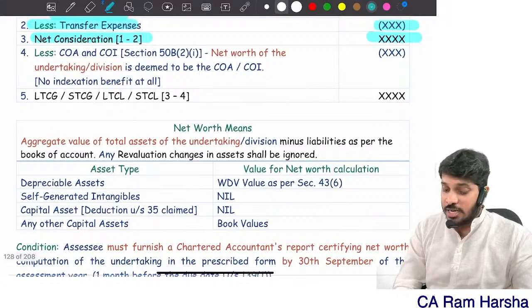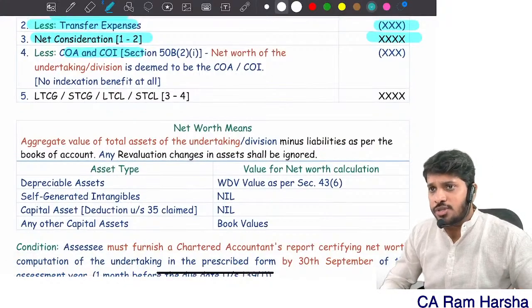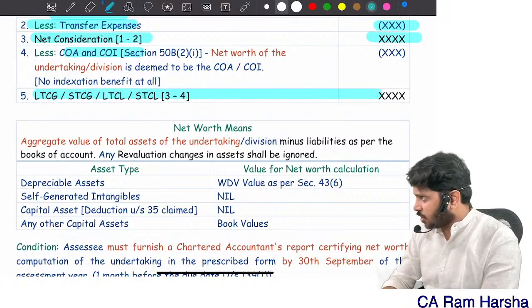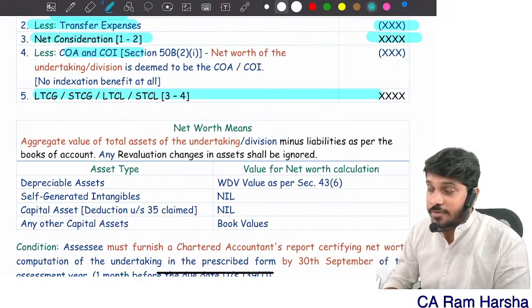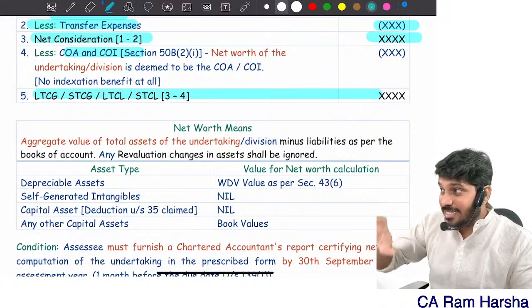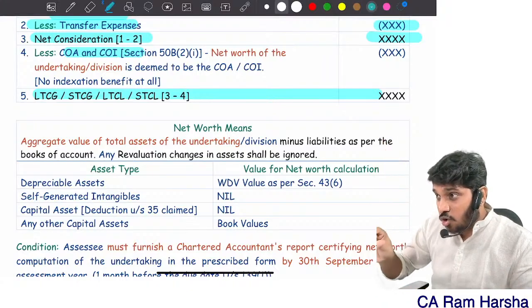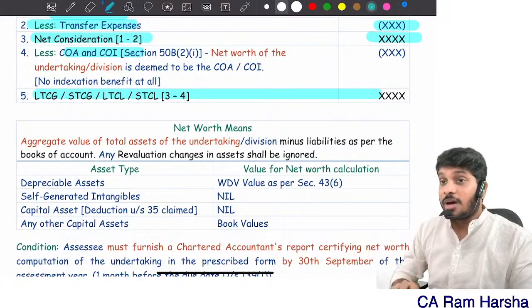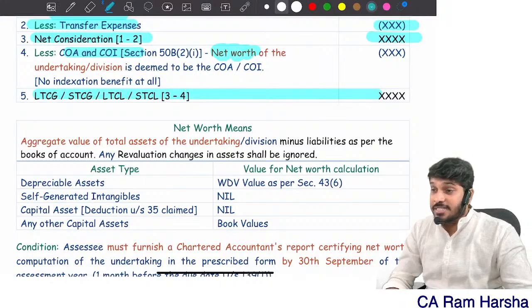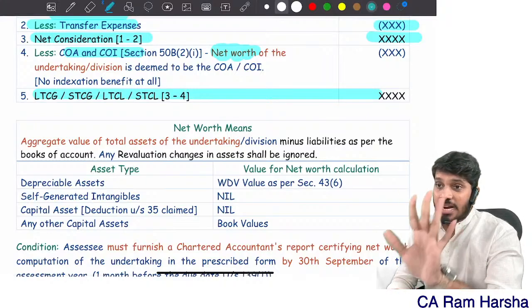From that, generally how to compute capital gain? You should reduce the cost of acquisition and cost of improvement so that you will get a capital gain or capital loss. Now, what is the cost of acquisition and cost of improvement? You are selling a division, right? Inside that so many assets were there, right? Each and every asset cost you should total it? No. Cost of acquisition in case of a slump sale is the net worth of the undertaking.